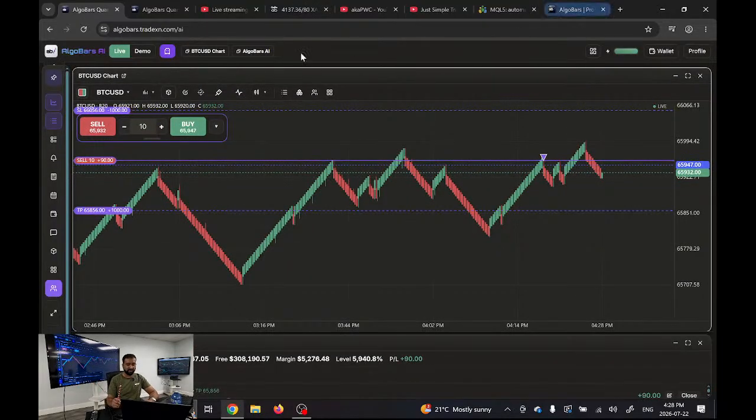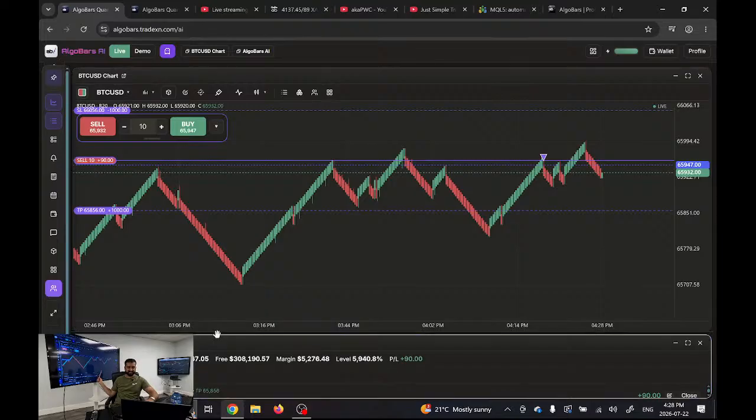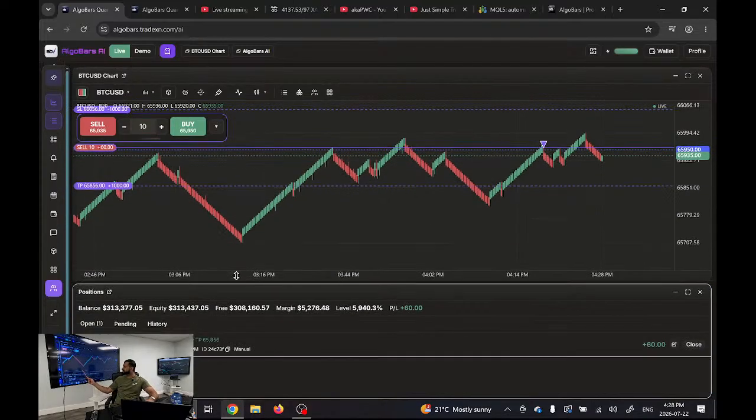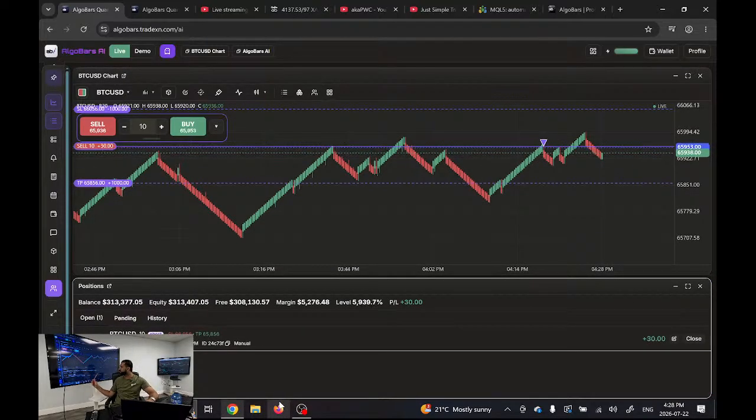Now, what you can always do on the left side here is you can open your positions. That's at the bottom right here, this positions panel, okay? And then you can just resize it and make it a little bigger if you want. There's your positions. That's how you set up your chart, okay?